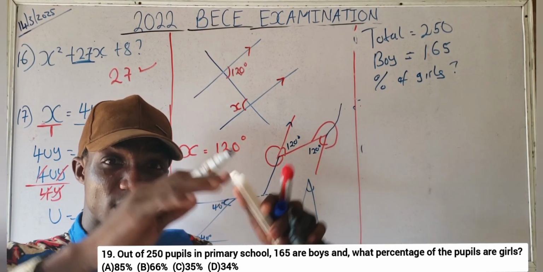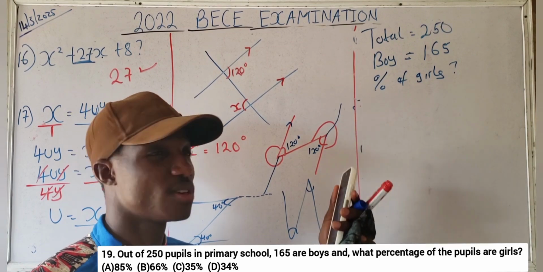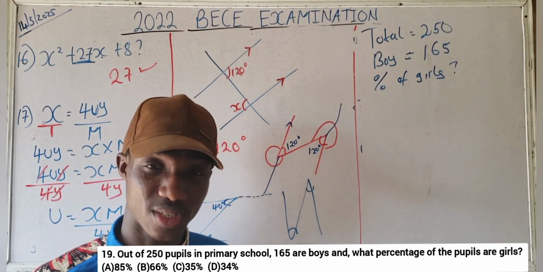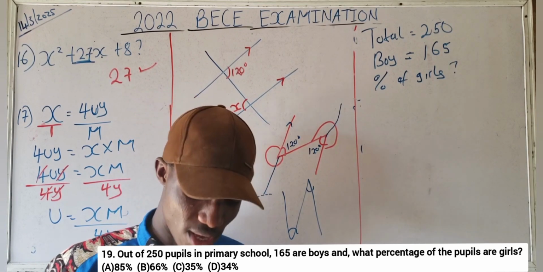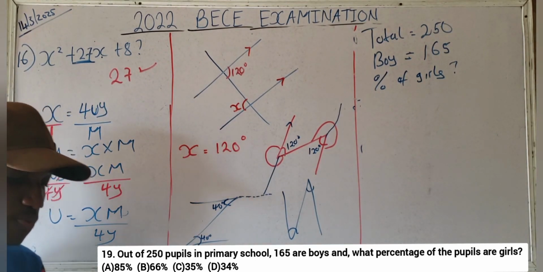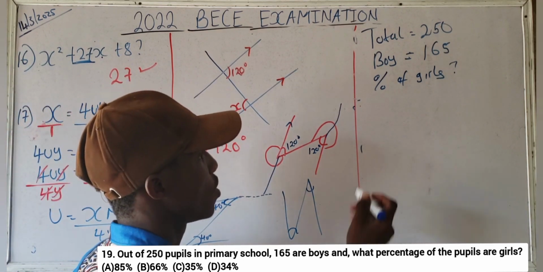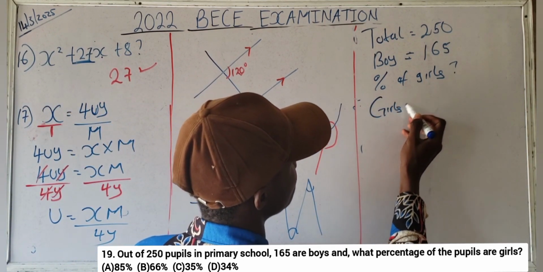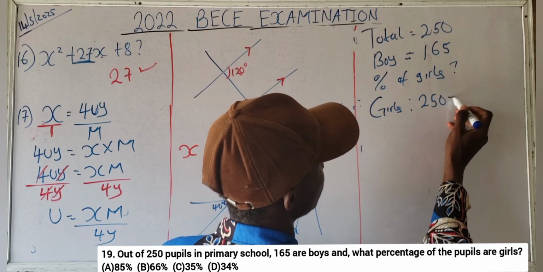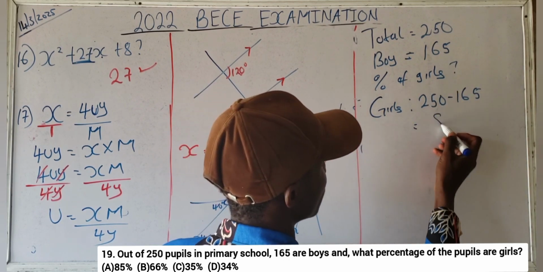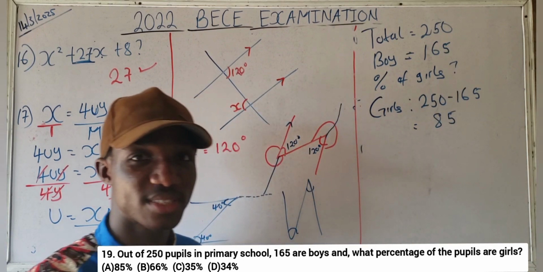If the total number of boys and girls in the class is 250, and they gave us that boys is 165, that means girls will be 250 minus 165. Do you understand? So to get the total number of girls, you subtract 165 from 250. So the girls will be 250 minus 165, which is 85. So the number of girls present in the school is 85.